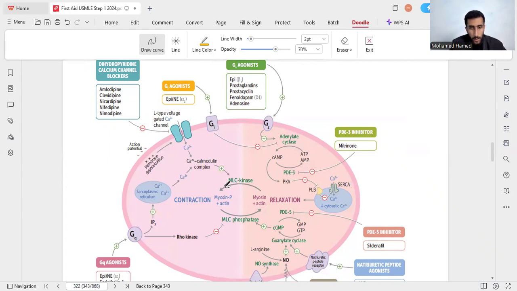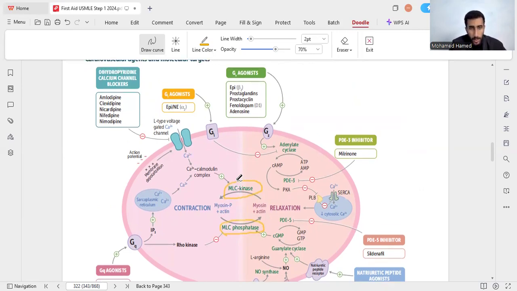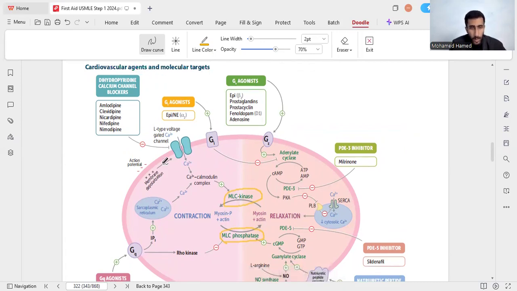There are two enzymes, myosin light chain kinase and myosin light chain phosphatase. These are the heart of our illustration here. This is the contracted state and this is the relaxed state. The myosin light chain kinase is going to cause contraction and the phosphatase is going to cause relaxation. Different kinds of drugs act on different receptors that at the end cause either relaxation or contraction.